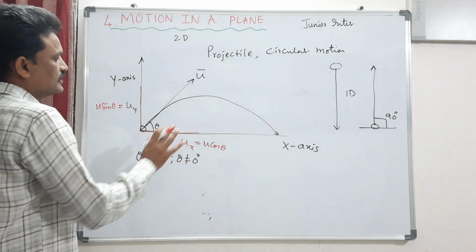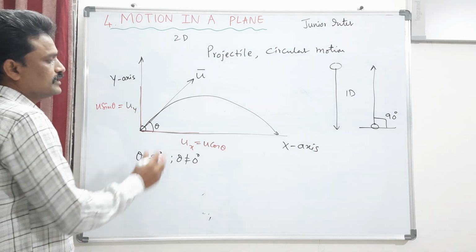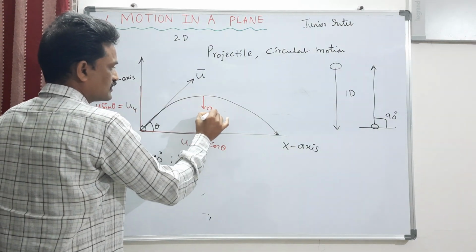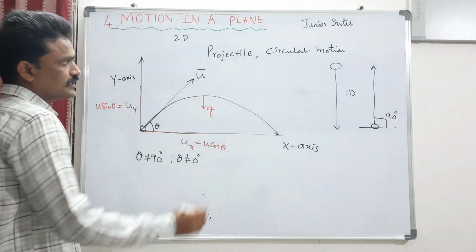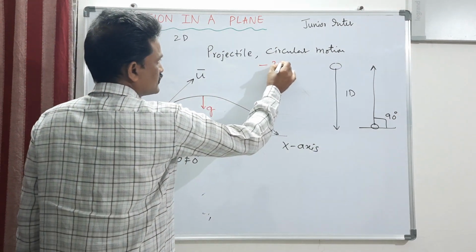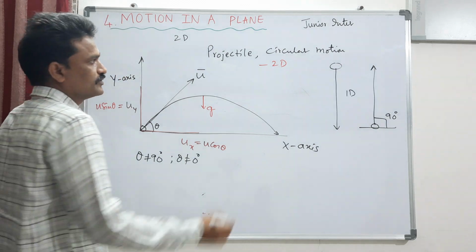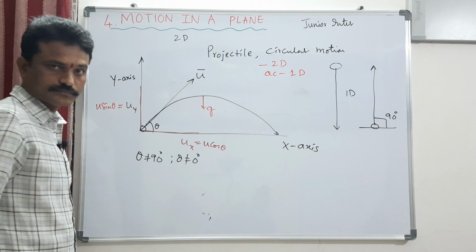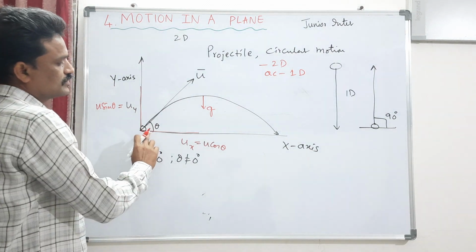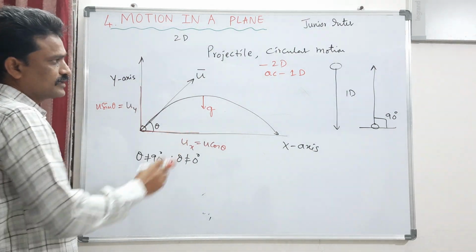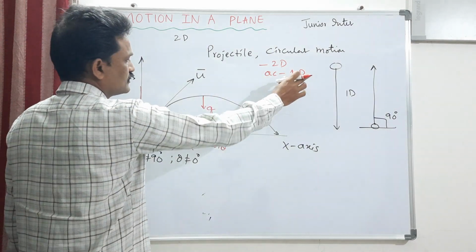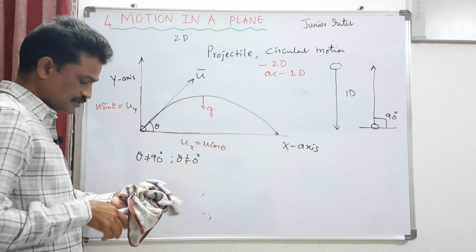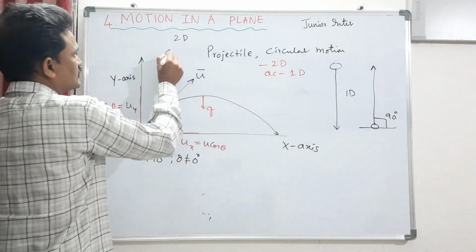There is no acceleration acting along the x-axis, the only acceleration acting along the y-axis is nothing but the acceleration due to gravity. So projectile motion is the best example for two-dimensional motion in which acceleration is acting only along one dimension. Though it has two speeds along both the axes, acceleration is only acting along the y-axis. This is one type of projectile motion. This is called oblique projectile.